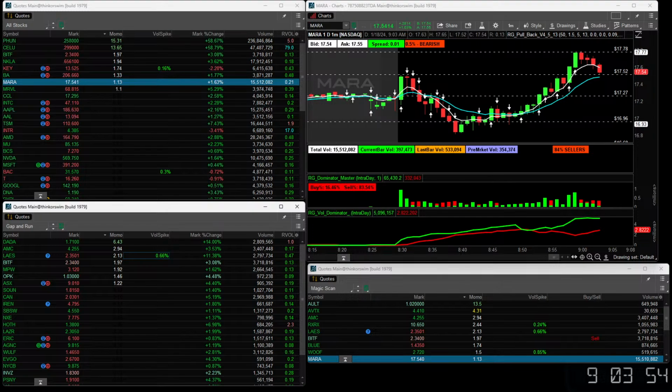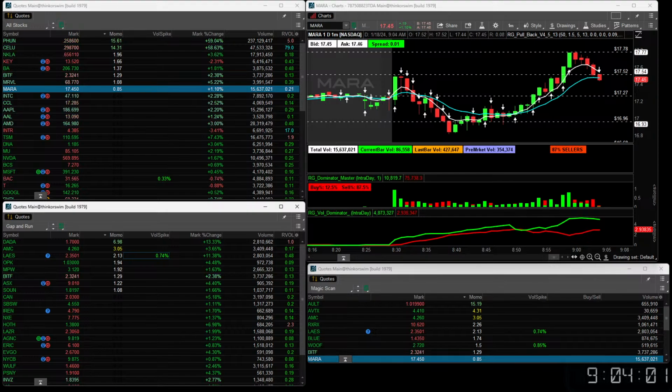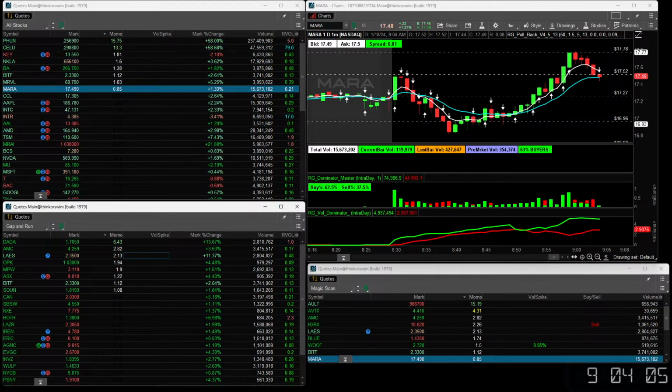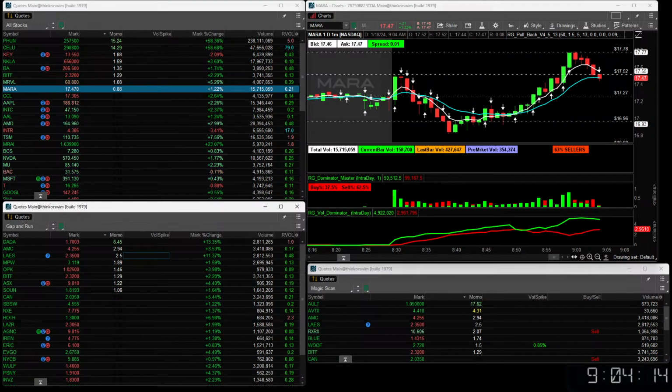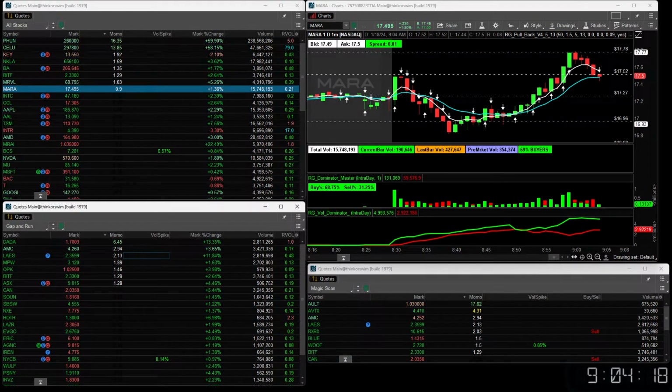Mara retesting 1752. That's what I thought it would do. Now it's just pulling on back. DWAC not doing much of anything either.